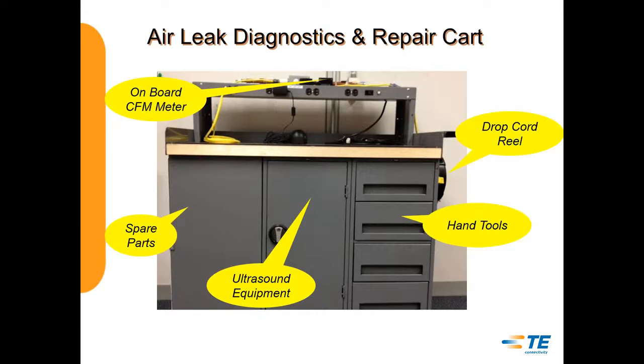Another thing we did when we started this, James had his toolbox and David Willis had his toolbox and I had a handful of tools. So we bought an air leak diagnostics cart. We upfitted it with some spare parts. We put our UE ultrasound equipment in it. We've got a bunch of hand tools in it. We've got a drop cord on it. We've got a CFM meter on board where we can plug in and see what kind of airflow we're getting in devices. So this cart's actually saved us several thousand miles of travel.